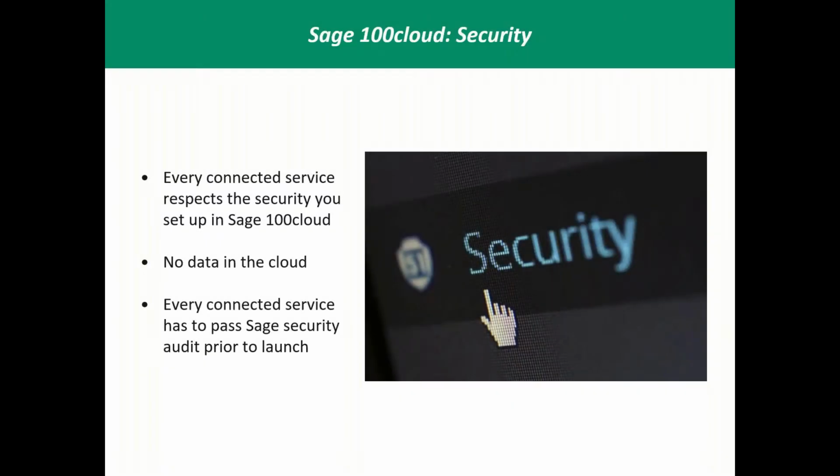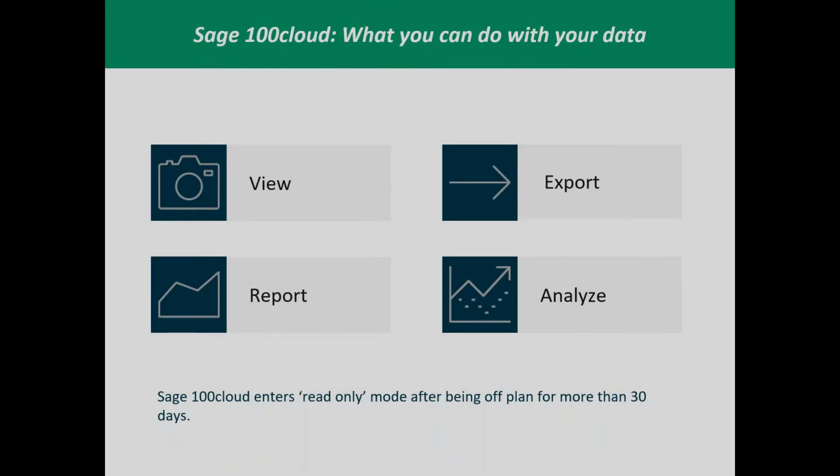Speaking of security, all connected applications must pass Sage's security audit prior to launch. Also, connected apps and services follow the security that you set up in Sage 100 Cloud. Again, your data is safely stored on the server of your choice. No data is in the cloud. As a hybrid solution, Sage 100 Cloud is installed on a server of your choice. You always have access to and control over your data.